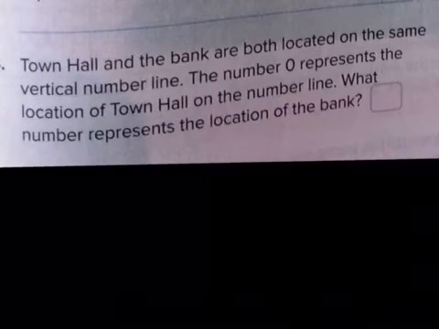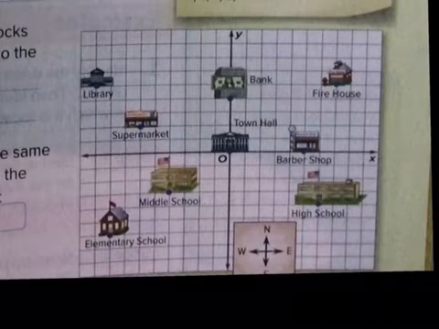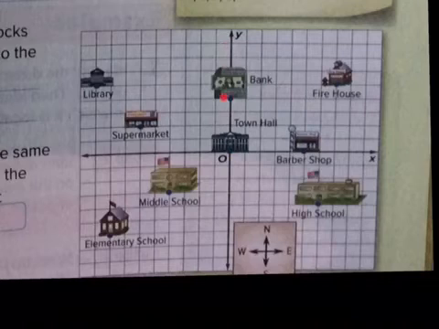4. Town Hall and the bank are both located on the same vertical line. Vertical means up and down, boys and girls. Horizontal, left to right. Vertical, horizontal. The number 0 represents the location of Town Hall on the number line. What number represents the location of the bank? So Town Hall and the bank are on the same vertical line. That's right. And Town Hall is on 0.